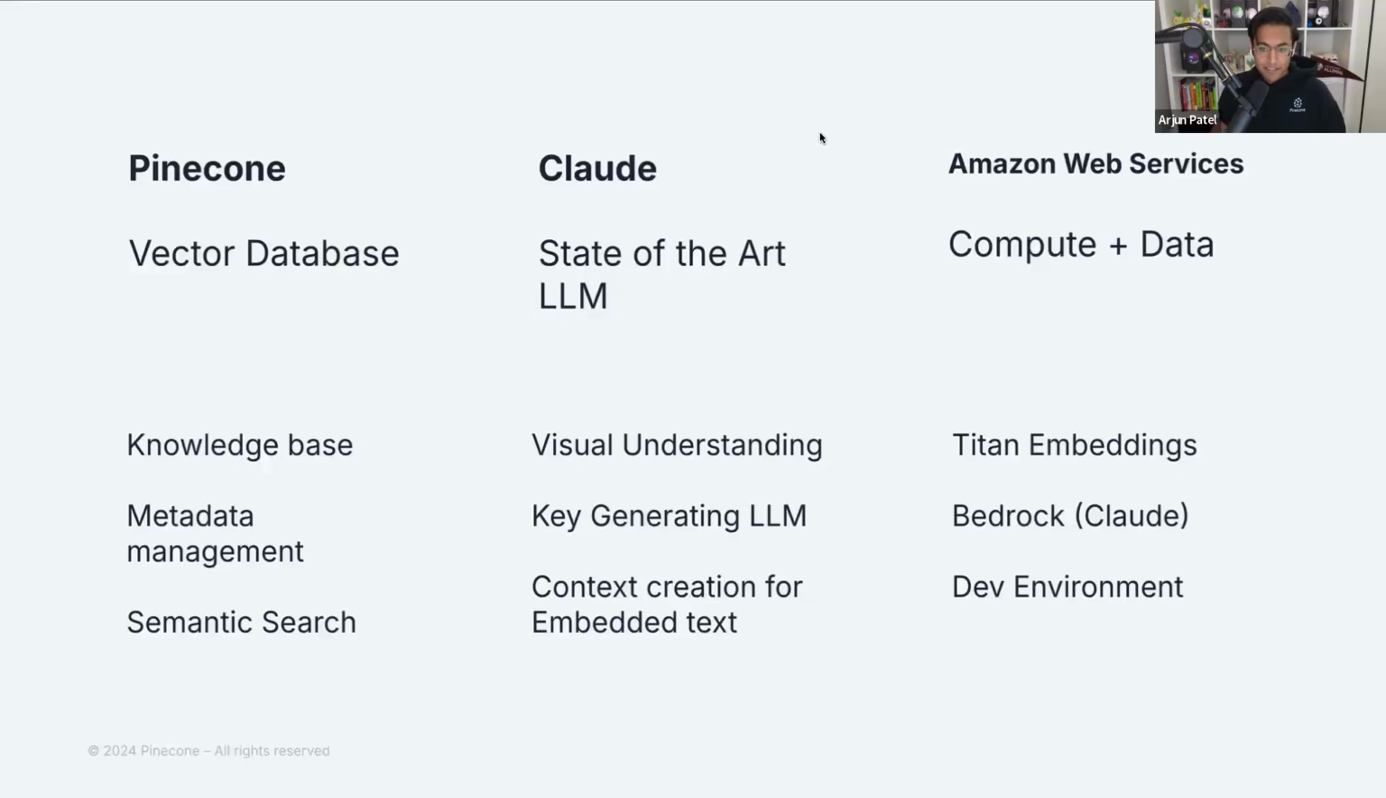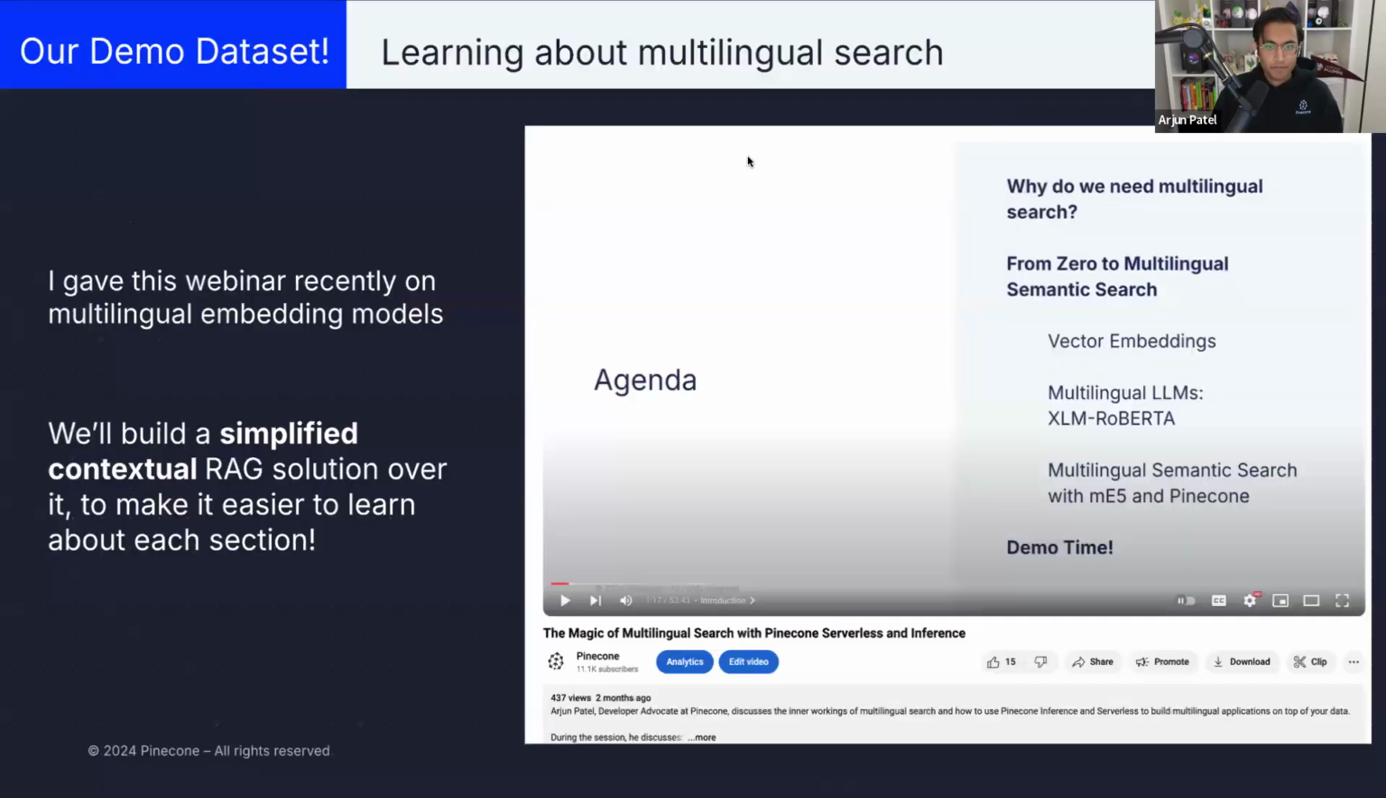Finally, we're going to use AWS as the place where we store our compute and our data. We're going to use AWS also for Titan embeddings, our way of accessing Claude via Bedrock, and as our dev environment using SageMaker notebooks. And yes, our data set for this demo is going to be this webinar that I gave recently, Magic of Multilingual Search, which covers a whole bunch of different concepts from zero to building a multilingual semantic search application. We're going to build a RAG solution that allows us to answer questions about the slides, the audio, and what is being said and shown over this video.